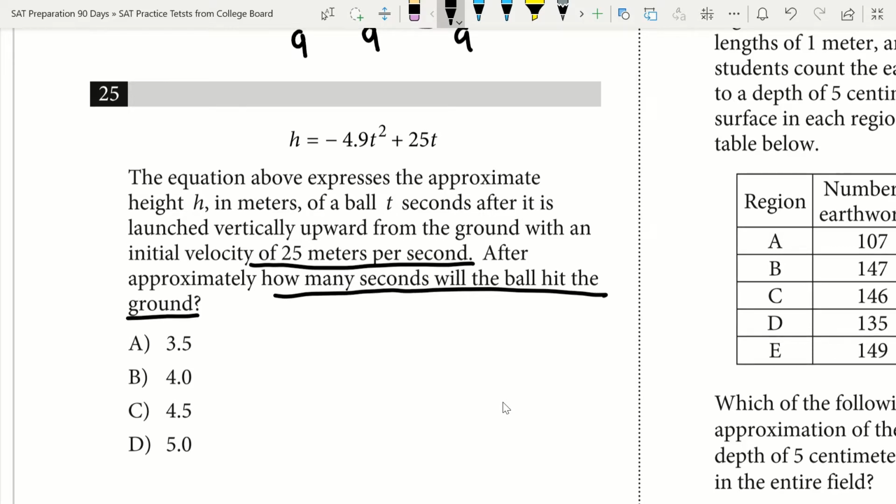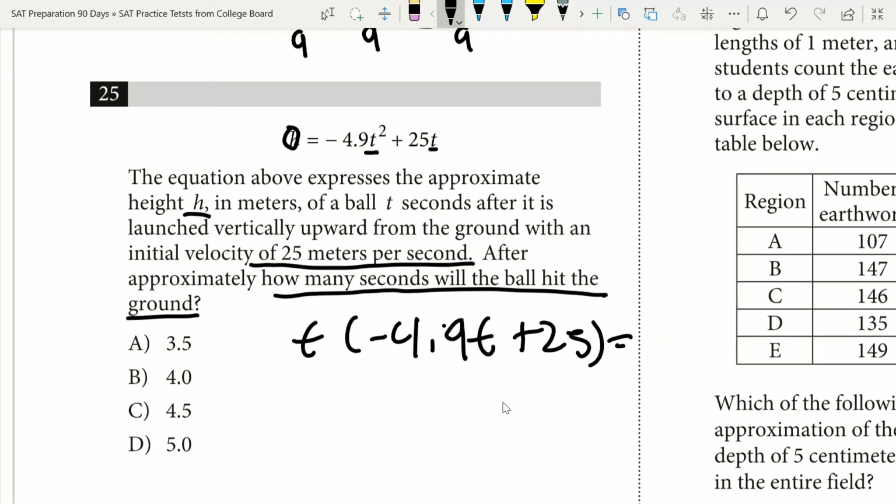All right, so we got to solve for when the ball is going to hit the ground. We know that that's the height h, so when it hits the ground, that height's going to be 0. Okay, so if we're solving for the zeros of this equation, immediately what I see I can do is factor t out. So I'll have t times negative 4.9 t plus 25. Okay, and that's got to equal 0.